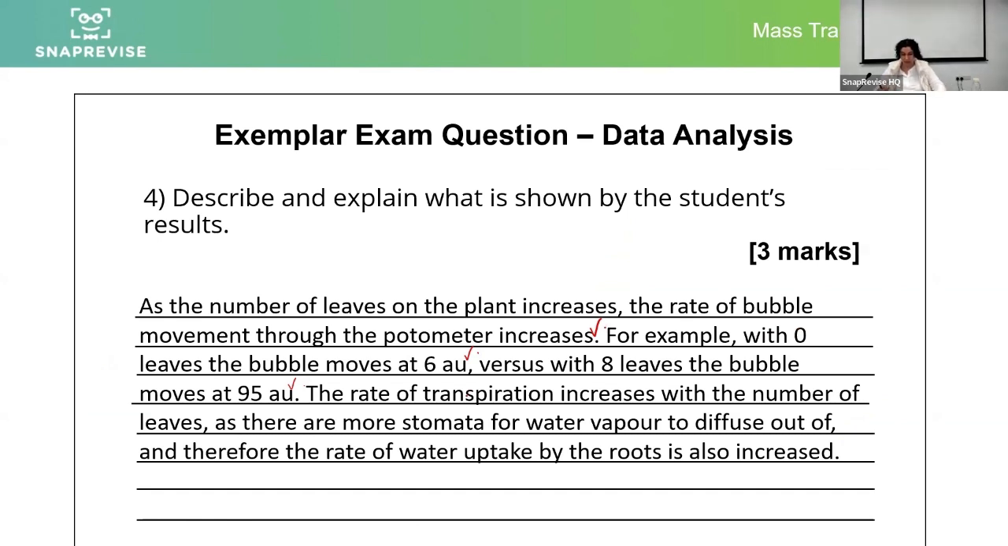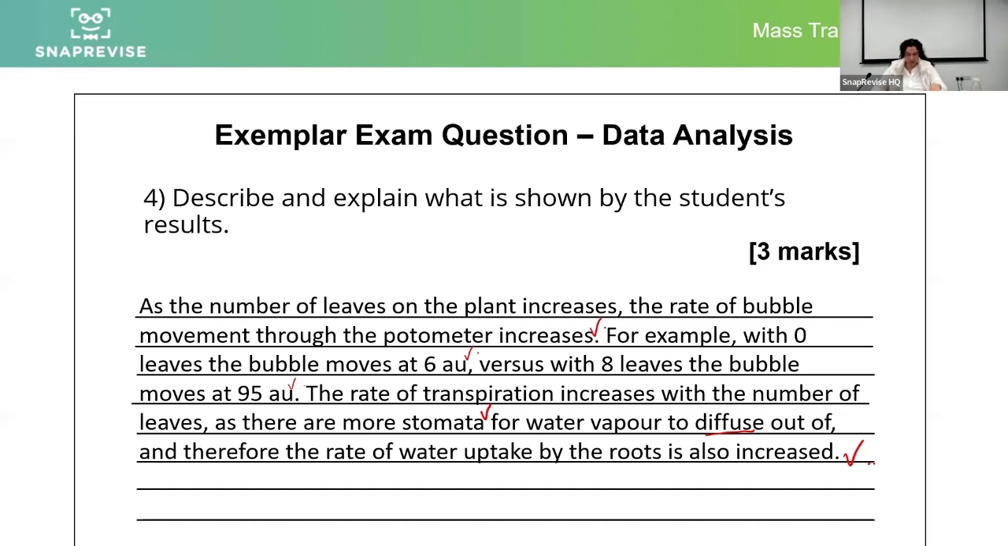So now we're going to use our knowledge to explain why this happens. There are more stomata for water vapor to diffuse out of. Note, to diffuse, not to evaporate out of, right? And therefore the rate of water uptake by the roots is also increased. Because effectively the evaporation from the leaves drives the uptake of water, which is why a lot of times if a plant loses its leaves, it's not going to be able to absorb water from the soil.